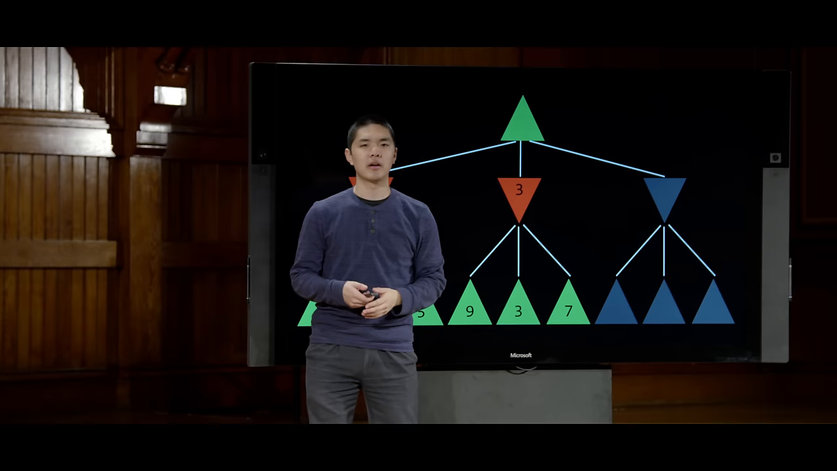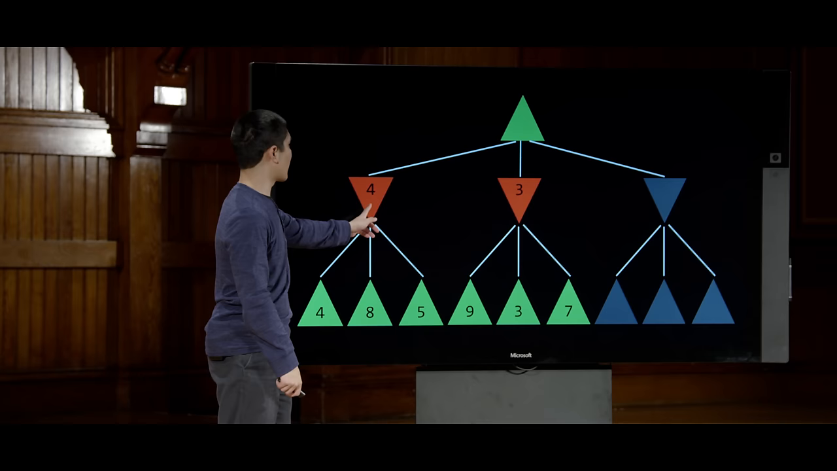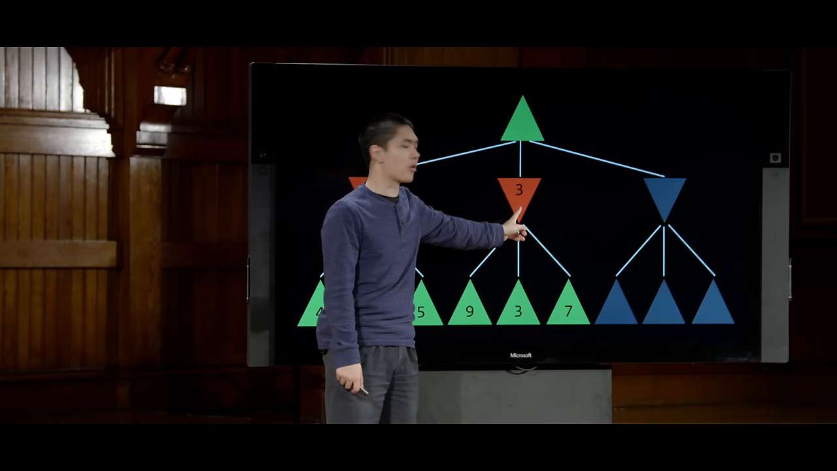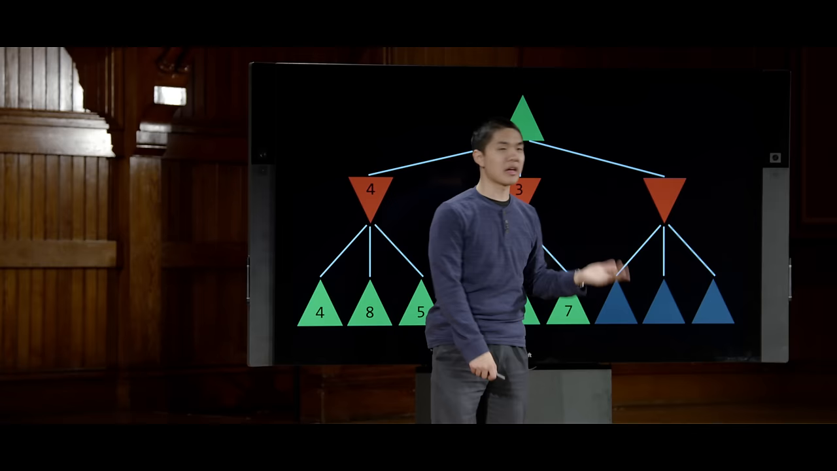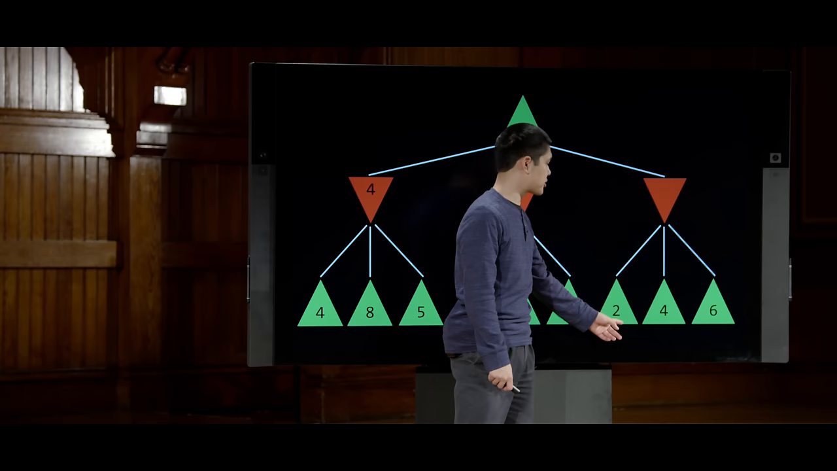So now I, as the max player, have explored two of my three options. I know that one of my options will guarantee me a score of 4, at least. And one of my options will guarantee me a score of 3. And now I consider my third option and say, all right, what happens here? Same exact logic. The min player is going to look at these three states, 2, 4, and 6, and say the minimum possible option is 2. So the min player wants the 2.